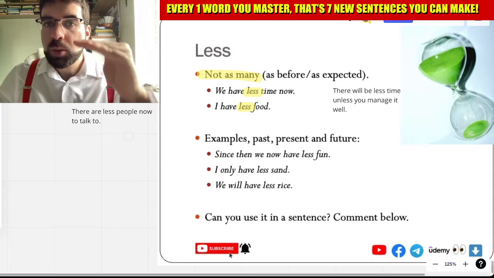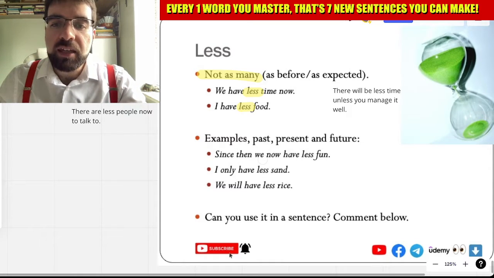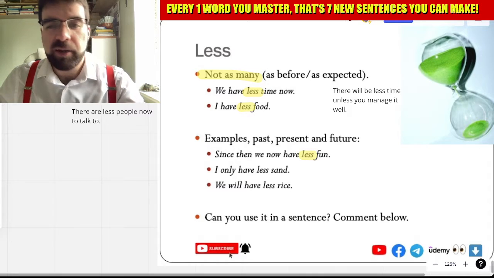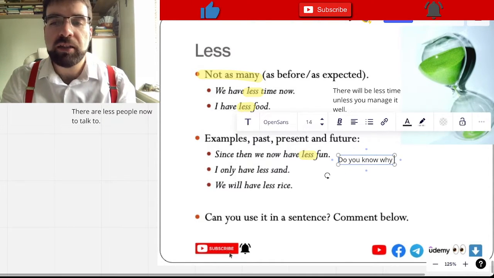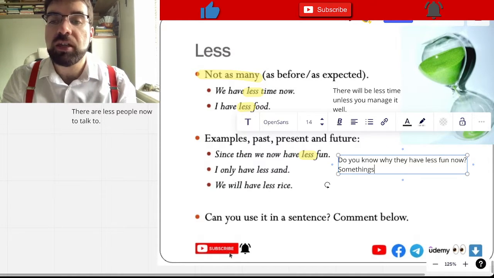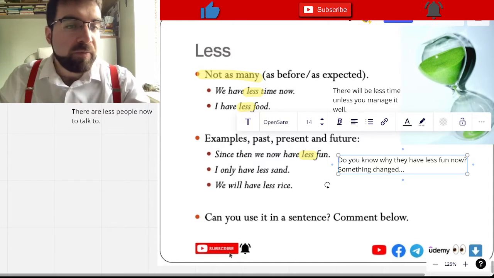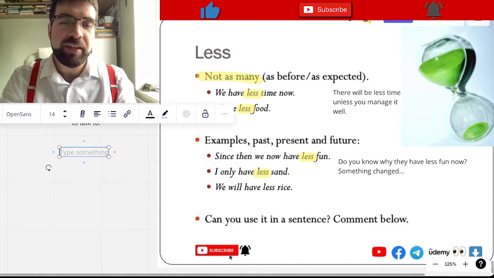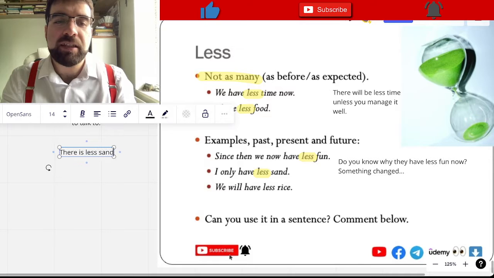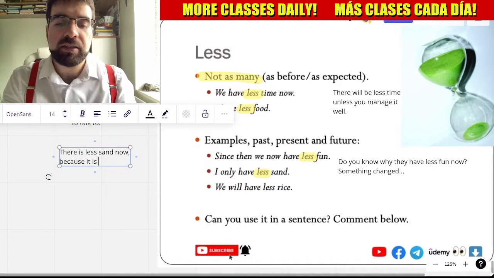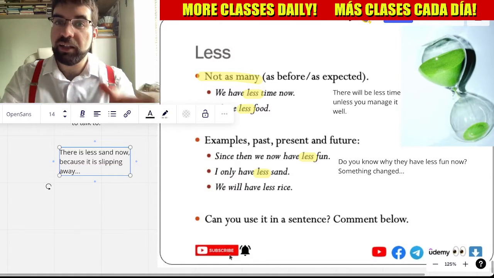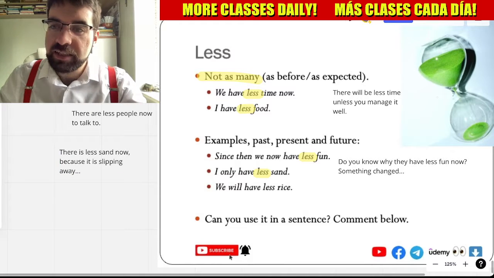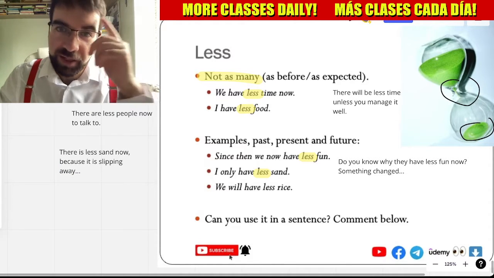Less. Since then, we now have less fun. Yeah. Do you know why they have less fun now? Something changed. Yeah. I only have less sand. Yes, there is less sand now because it is slipping away. Slipping away. Yeah. Less sand. Yeah. How cool is that?